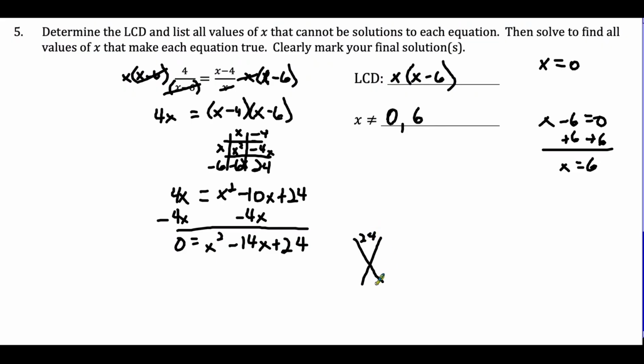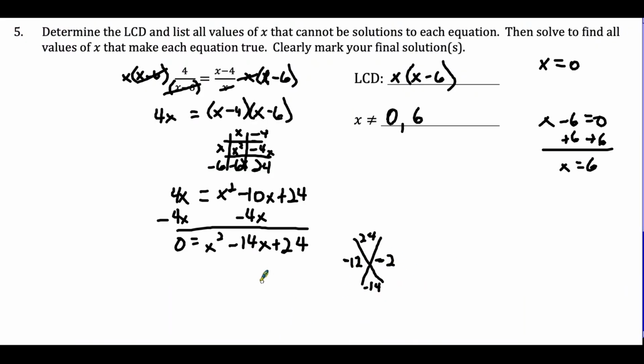So in this case, on the top of my x, a times c, 1 times 24 is 24, and then my b value is negative 14. So I'm looking for two numbers that multiply to positive 24 and add to negative 14. First, the signs of these values, if I want them to multiply to a positive but add to a negative, I know they're both going to have to be negative.